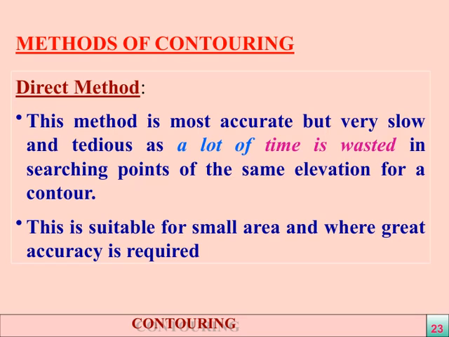Now, let's talk about the direct method of contouring. This method is considered the most accurate because it involves precisely identifying points of the same elevation across the area. However, it's also quite slow and tedious since a lot of time is spent searching for those specific points. Due to this, it's best suited for small areas where high accuracy is essential. When accuracy is critical and the area is manageable, this method ensures the contours are as precise as possible. Keep in mind, though, that for larger areas, this approach can become impractical because of the significant amount of time it requires. So, understanding when and where to use this method is key in our overall contouring process.